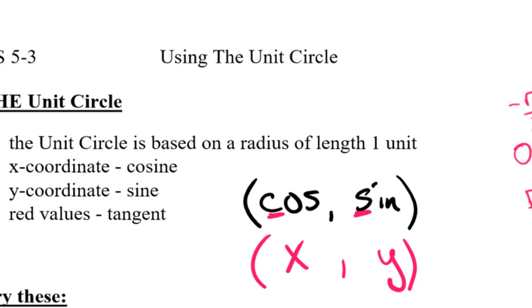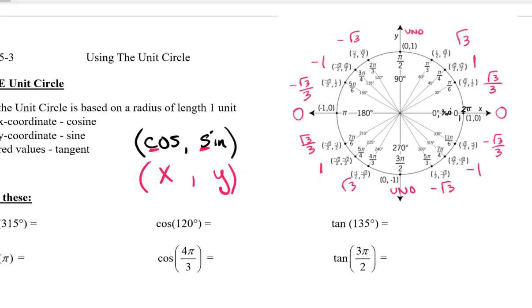In this diagram for the unit circle, the red values around the outside are all of the tangent values. You get the tangent value one of two ways: either dividing sine by cosine, or the y-coordinate by the x-coordinate. Whichever ratio you want to use will give you the values that you see around the unit circle here in red. So now let's take a look at these values. We're going to use some in radians and some in degrees.